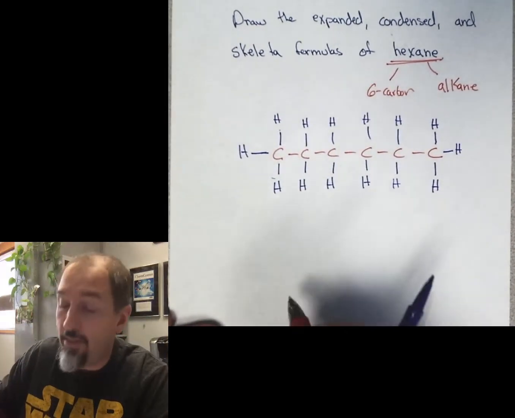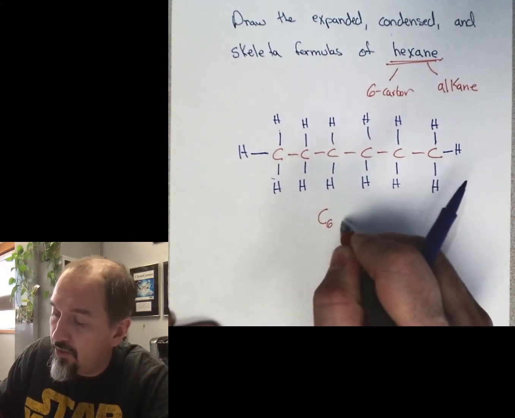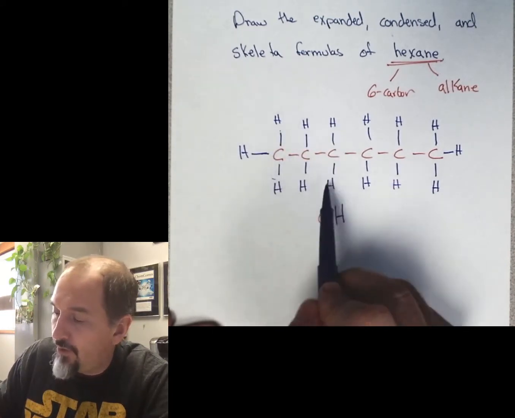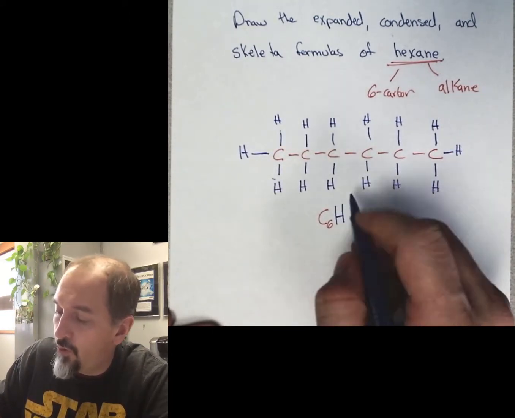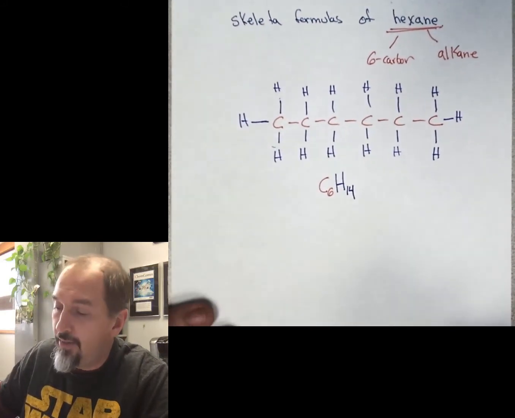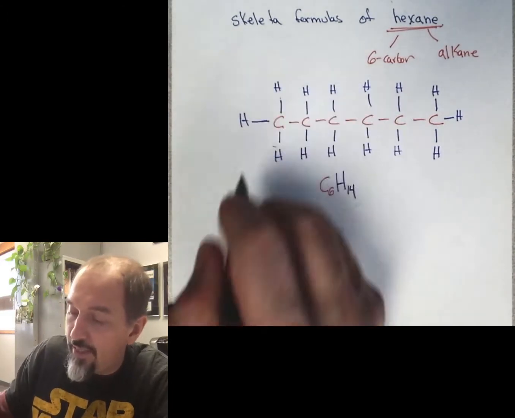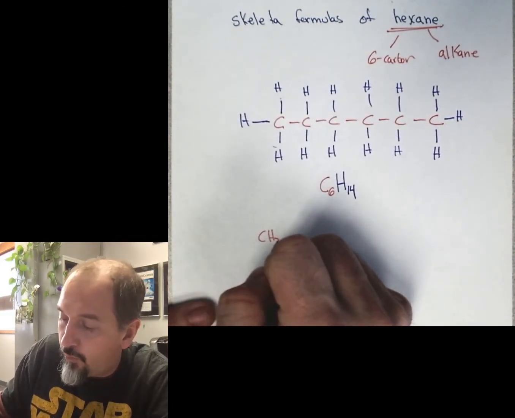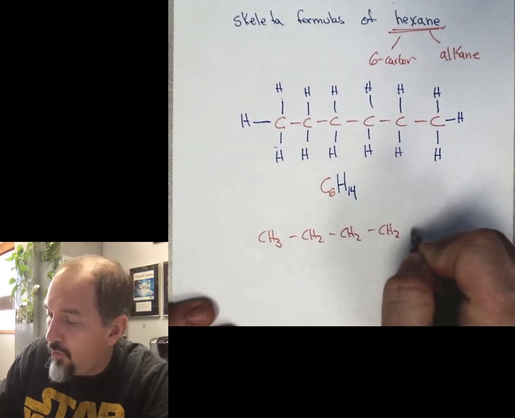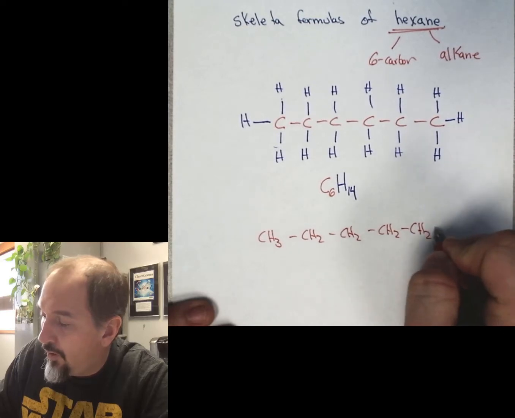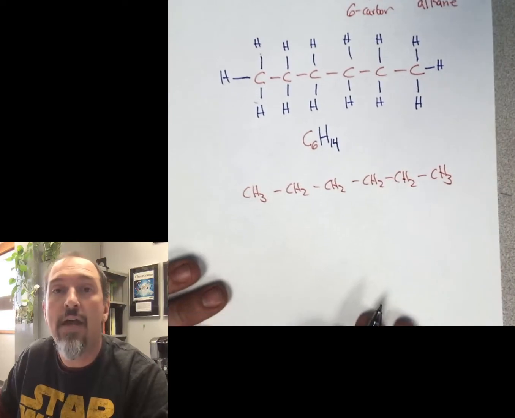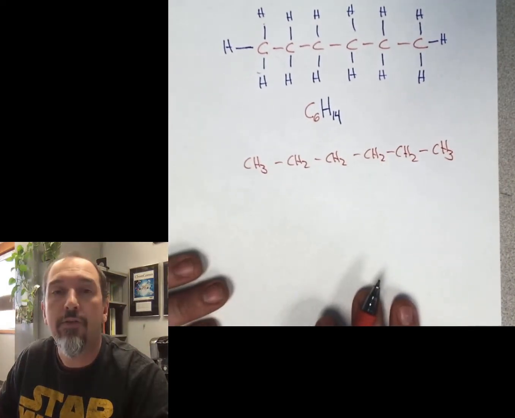If we wanted to check, we could now write to see what the formula is. C6H, 1, 2, 3, 4, 5, 6, 7, 8, 9, 10, 11, 12, 13, 14. H14. That's the correct formula for hexane. Condensed formula is just going to condense the hydrogens down into the carbon. So this will be CH3, CH2, CH2, CH2, CH2, CH3. 1, 2, 3, 4, 5, 6. So condensed down, not showing the carbon-hydrogen bonds.